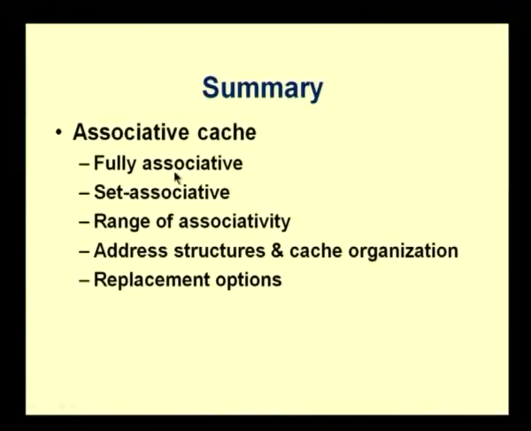To summarize, what we have looked at in today's lecture is the following. You looked at fully associative cache and set associative cache. We looked at the range of associativity that is possible, how we can go from direct mapped all the way up to fully associative. We have looked at the address structures for both these cases and how the cache is organized. We also looked at the replacement options that are available. Okay. So, this is what we have looked at in today's lecture.